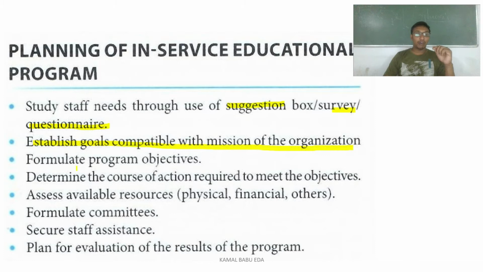And next one is formulate program objectives. You have to formulate program objectives. So based on these objectives, all your planning, all your education will be based. And next one is determine the course of action required to meet the objectives. You have to determine the course of action, the course of plan. So if you have set some kind of objectives in your program, and if you want to achieve those objectives in your program, you should have a particular action plan. Whenever you have this particular action plan, then only you can implement this in-service education.